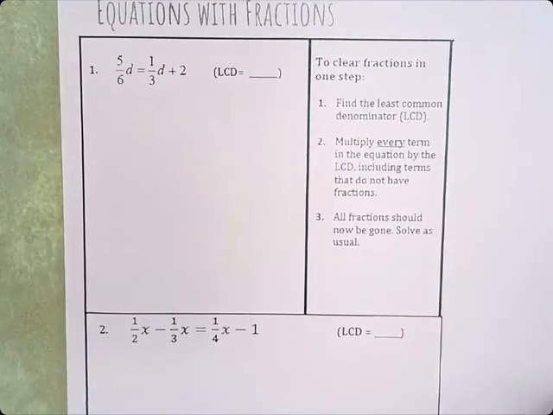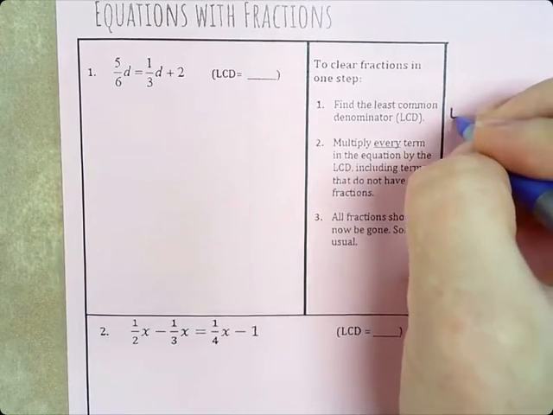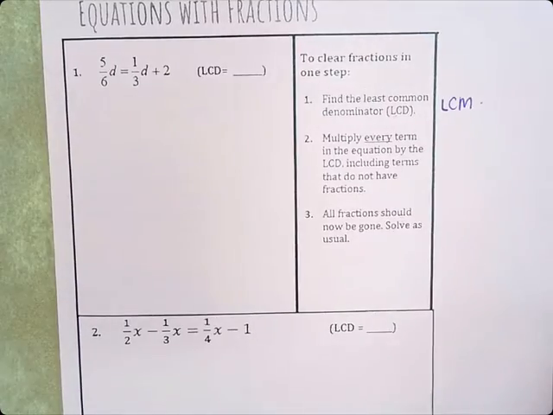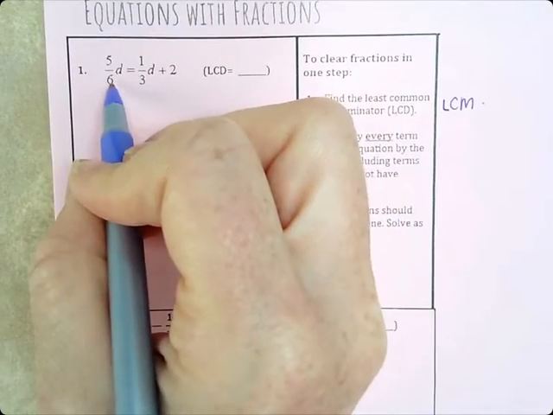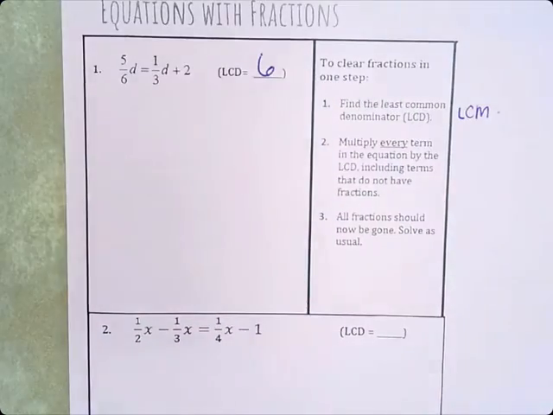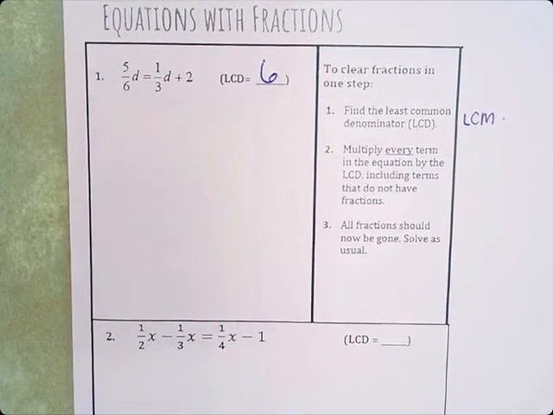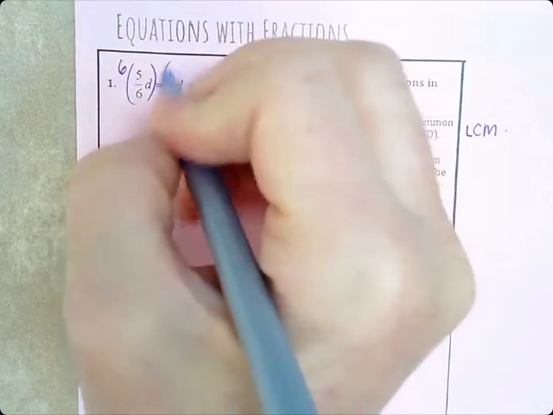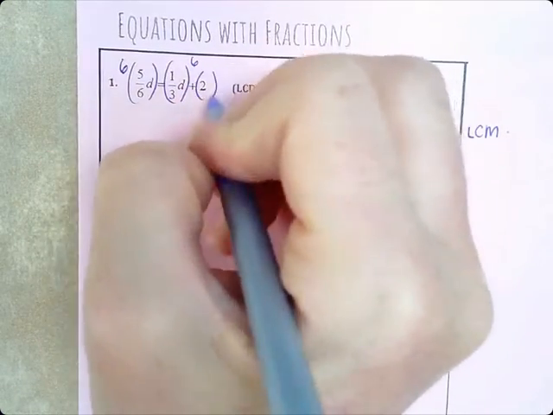It would be 6 because the least common denominator is also called your least common multiple. So you want a multiple of 6 and 3 that they have in common. So in this, it is 6. So we're going to multiply everything times 6. So I'm going to multiply this times 6, this times 6, and this times 6.